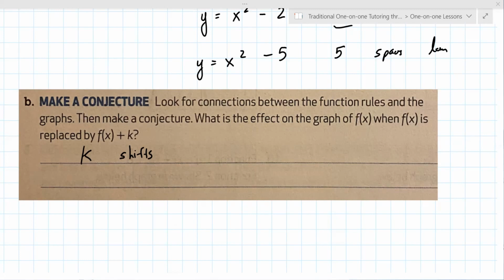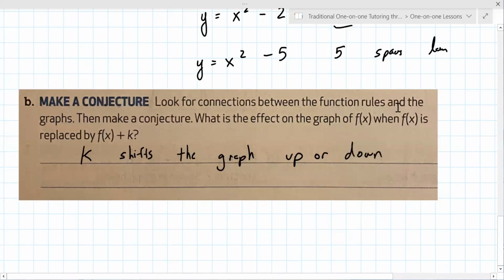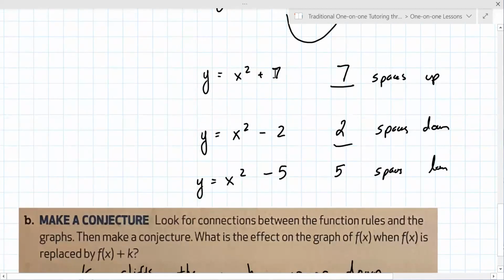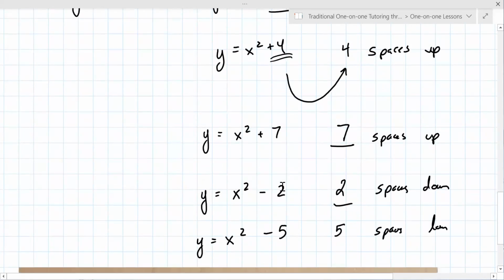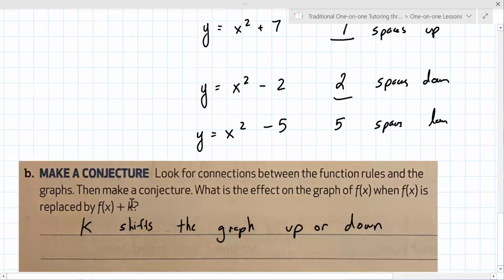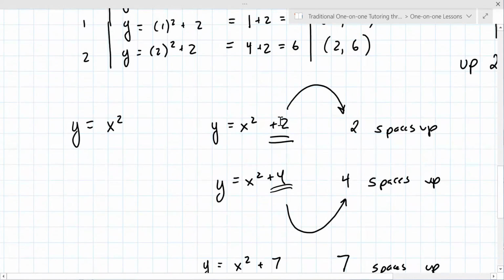The answer to B, and you just told me this is K shifts the graph up or down. What is K? What does it stand for? K is this number here. K is 2, K is 4, K is 7, K is -2, K is -5. K is the number that's added to it. Well, instead of me writing K, I gave you a number. I said K is 2 here. I wrote x squared plus 2 instead of x squared plus K.